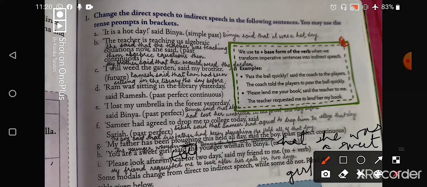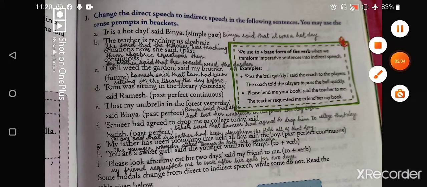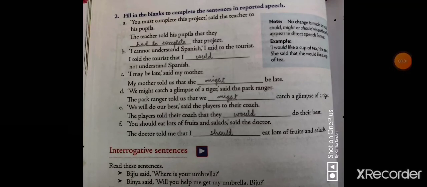Please look after my cat for 2 days, said my friend to me. So my friend requested me to look after his cat for 2 days. Coming on to the next page for the next exercise, page number 132. Second question is, fill in the blanks to complete the sentences in the reported speech. So we have to write the sentence in the reported speech.